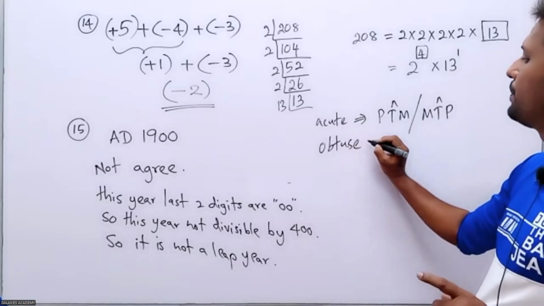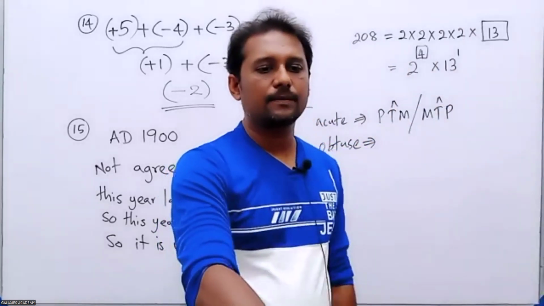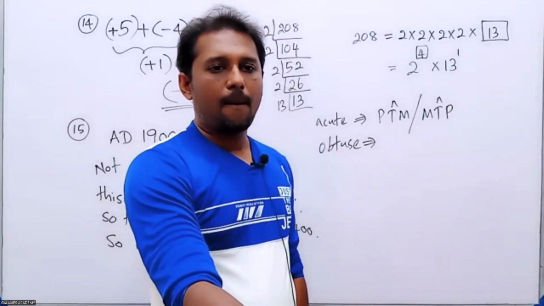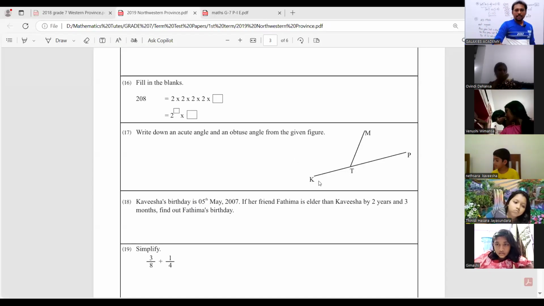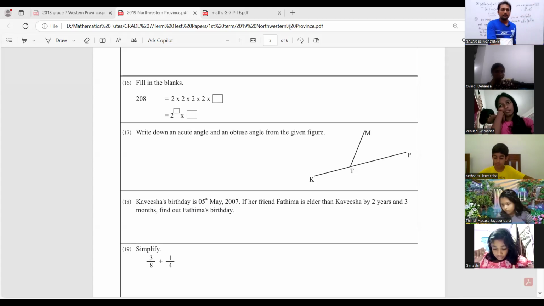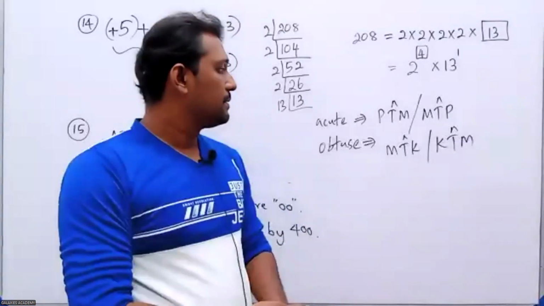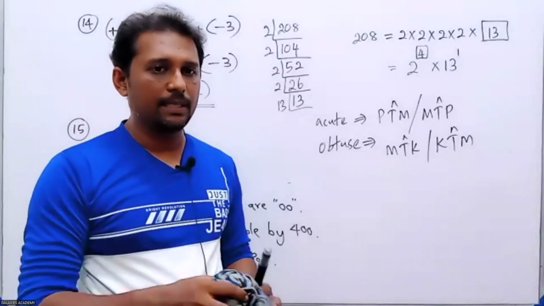Then what is the obtuse angle? Using the 3 letters you have to name it. Right? Obtuse angle MTK, or KTM. Right? These are the answers for question number 17.